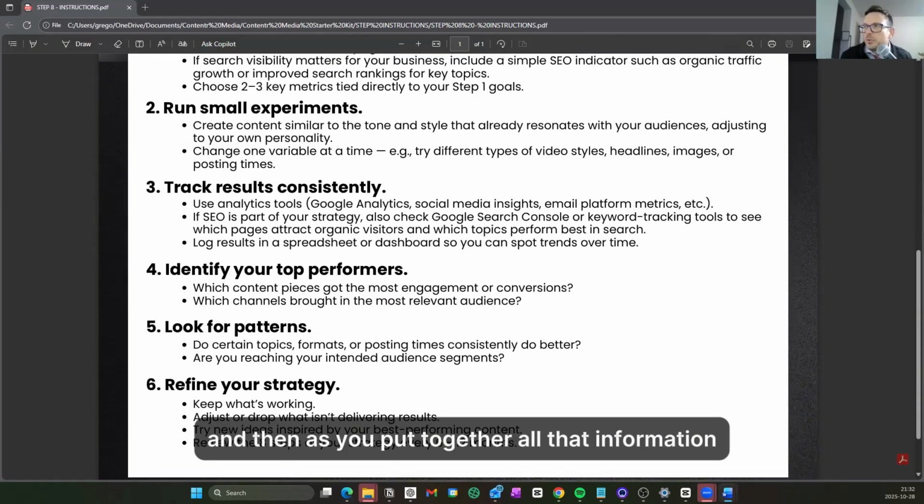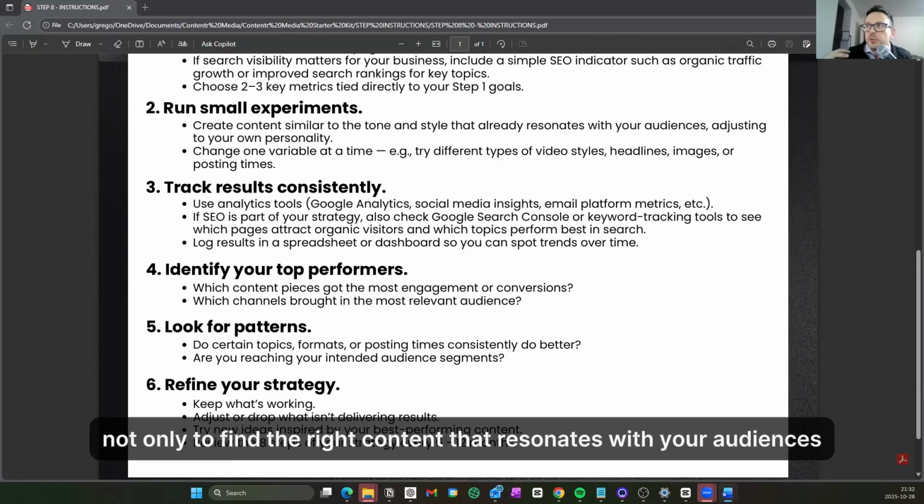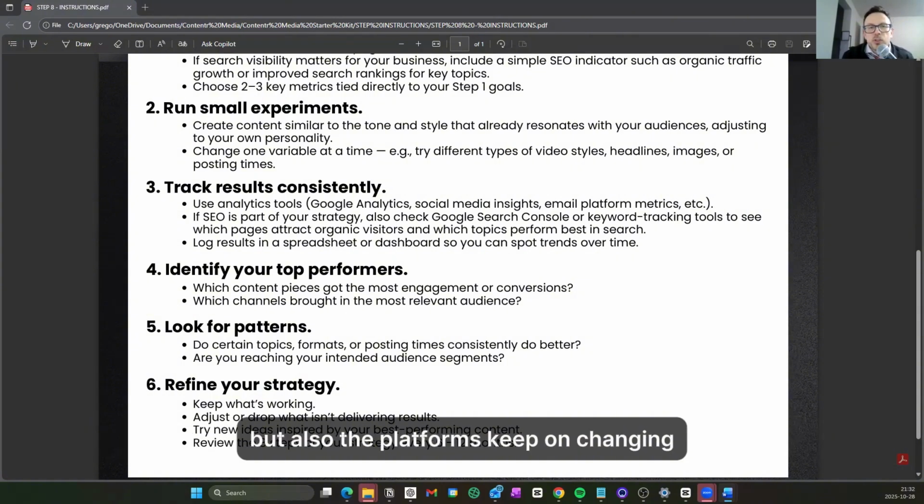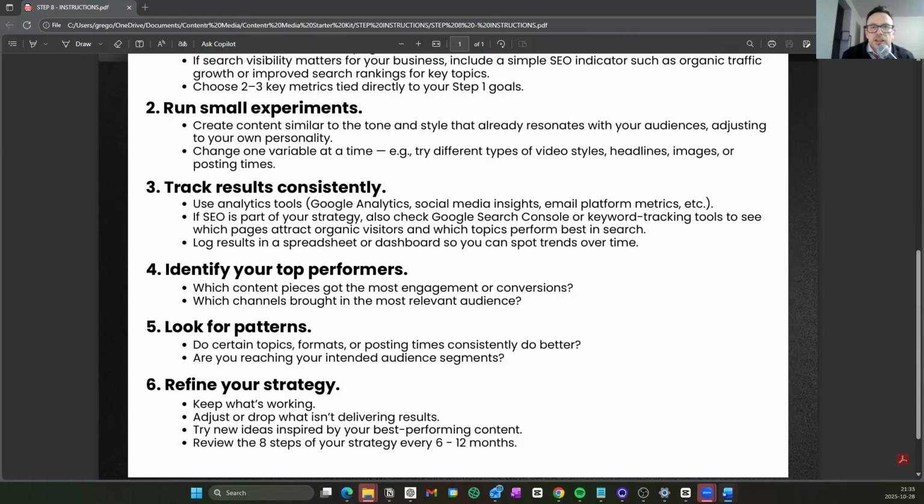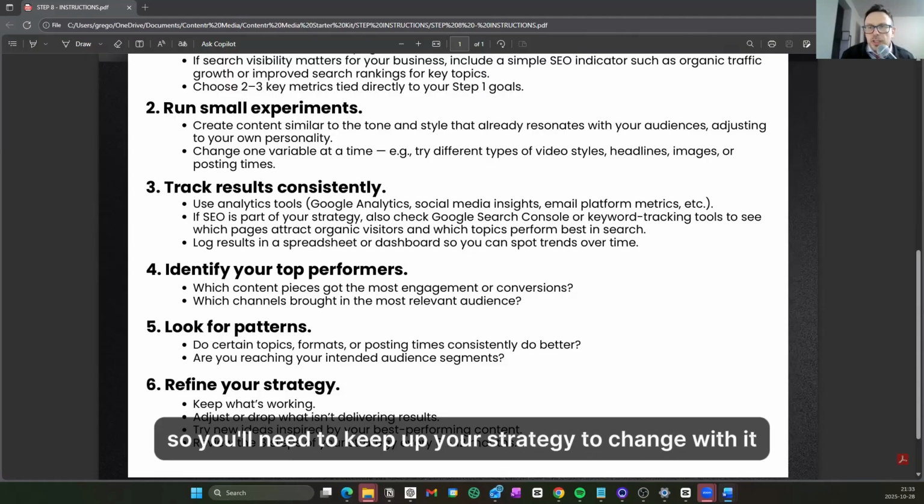And then as you put together all that information, you need to continuously refine your strategy, not only to find the right content that resonates with your audiences, but also the platforms keep on changing. The environment keeps on changing. Social media keeps on changing. So you'll need to keep up your strategy to change with it.